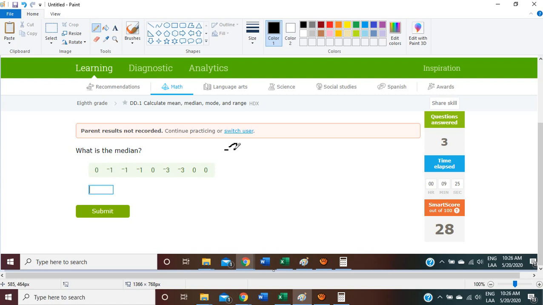Okay, so negative 3, comma, we have another negative 3, comma, so these have already been written. We have 3 negative 1s, negative 1, comma, negative 1, comma, negative 1. Okay, 1, 2, and 3. We have 1, 2, 3, and 4 zeros. Okay, so our median is going to be the number in the middle.